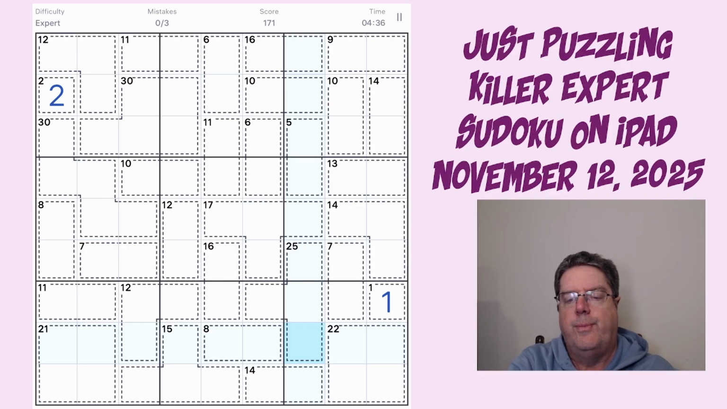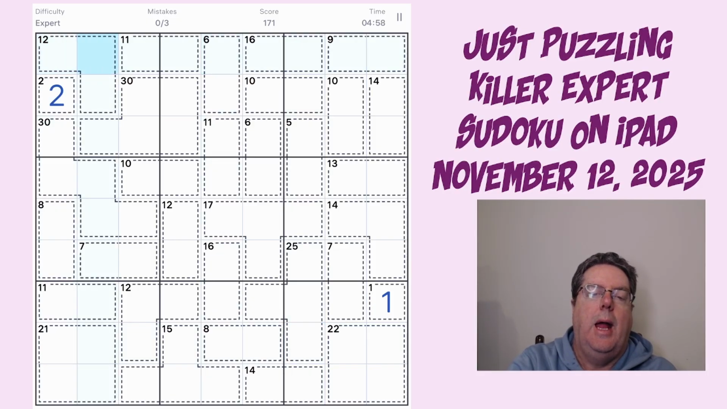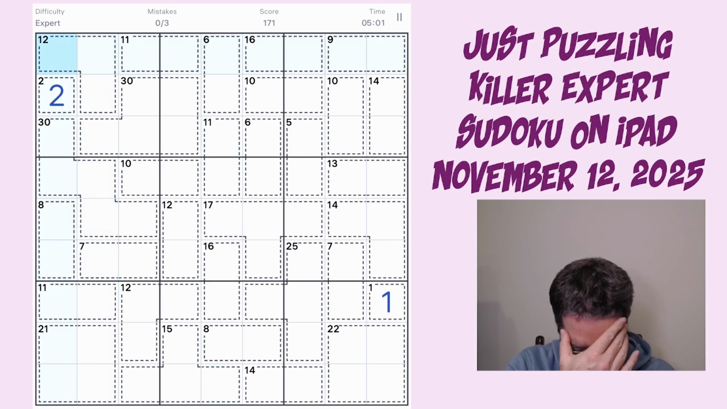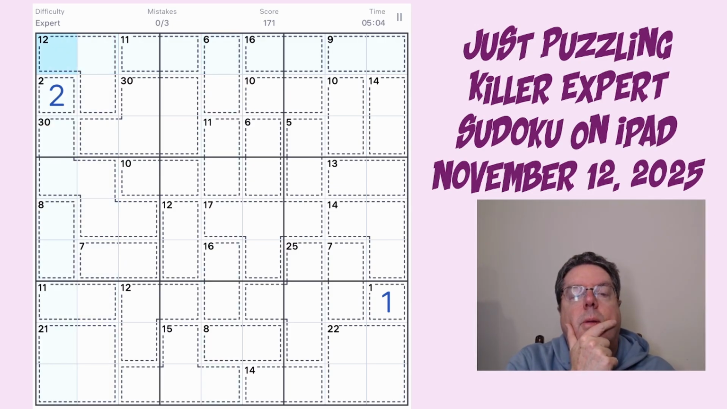12, 24, 11, 8. 11 plus 16 is 27, plus 9 is 36. So these are going to add up to 9. So if that's 9, what do these add up to? So these 12 and 6 is 18, so these add up to 9 as well. So 2 can't be there.